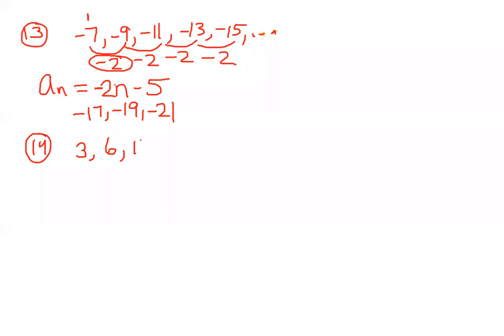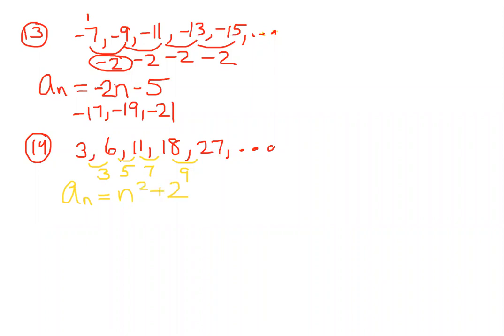3, 6, 11, 18, 27. Let's see what's the difference here. This is a 3. This is a 5. This is 7. And this is a 9. 3, 5, 7, 9. They're not the same, so that's not going to be very helpful. I'm just going to tell you what this one is. AN equals n squared plus 2.